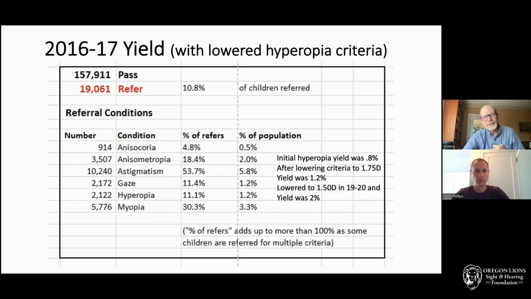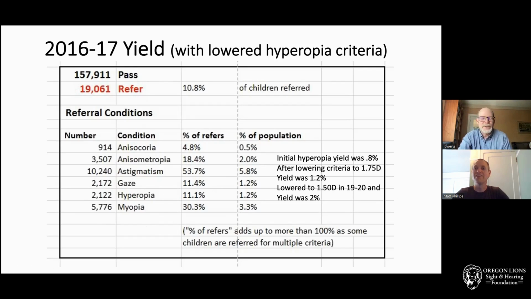We looked at the yield from the screening, I think we started doing this about 2015-16, and we noticed that it seemed to be picking up kids pretty well. A lot of kids with astigmatism and the other conditions that you'd expect, but where it was really low was hyperopia. We would expect, given the criteria we had, that the percentage of children who fail for hyperopia would be at least twice that. It was only about 0.8%. Actually, it should be more like 4 or 5%.